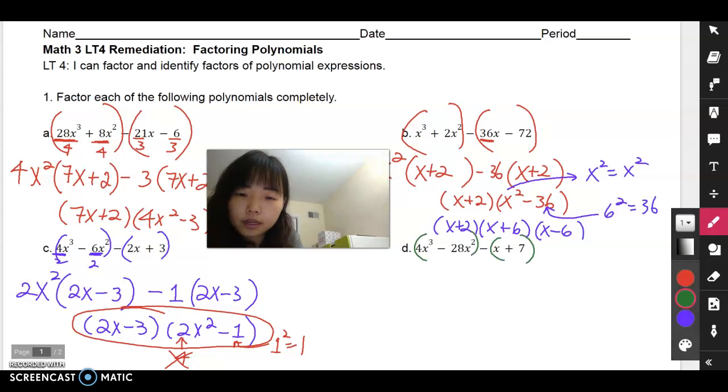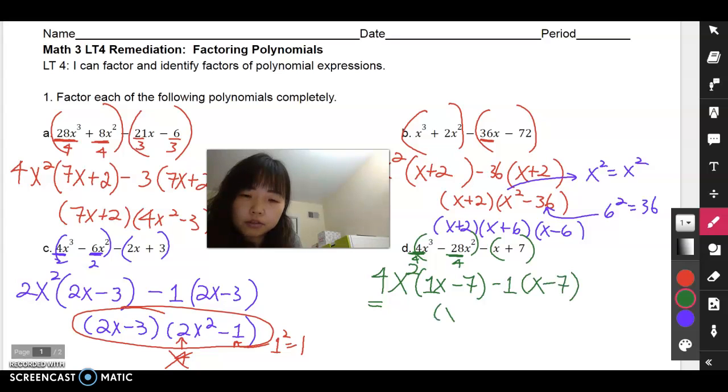I am taking out the x squared. Can I divide the 4 and 28 by 4? Yes. So we're going to take the 4 out too. So it's going to be 1x minus 7. See, x minus 7. Negative 1. So it's going to be 1x minus 7, 4x squared minus 1.